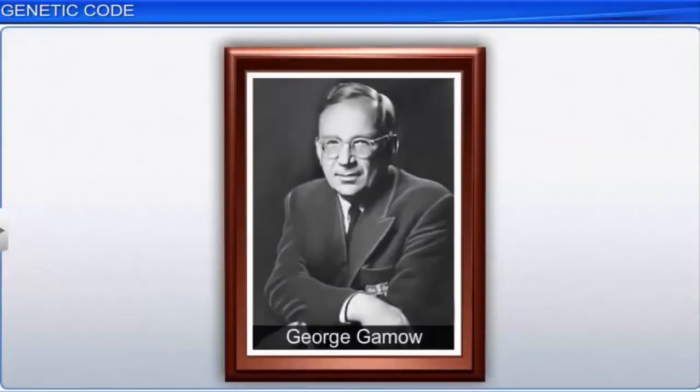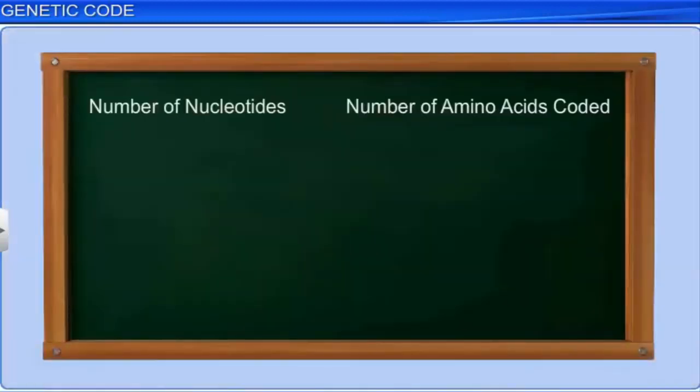The logic behind Gamow's postulation was easy to see. A single nucleotide, for instance, would code only 4 amino acids. Likewise, the combination and permutation of 2 nucleotides would result in codes for only 16 amino acids. However, the combination and permutation between 3 nucleotides would code for 64 amino acids, a little more than required. But nonetheless, Gamow stuck to his postulation.